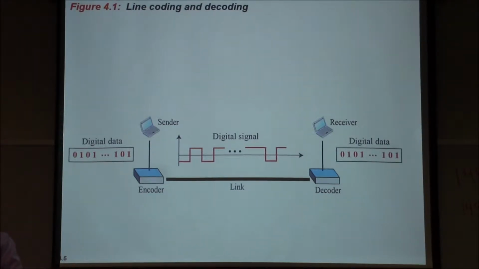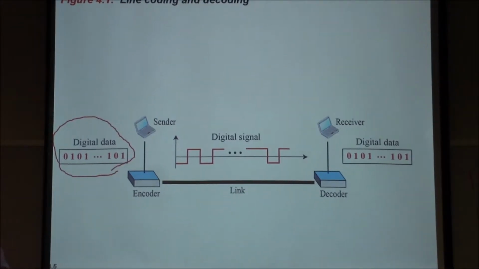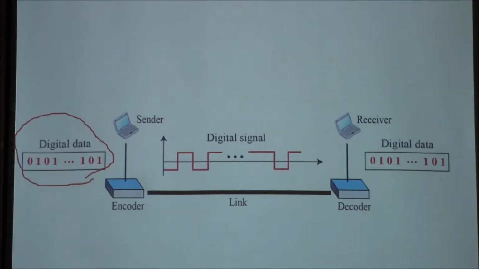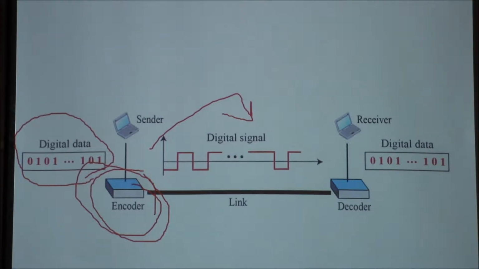This graph represents line coding and decoding. Here we have digital data, produced of course from computers, laptops, or any other device. So we have zeros and ones. At the sender side, we will have an encoder. The job of the encoder is to encode the digital data into a digital signal. This is what we are going to focus on in this chapter: how we are going to do the encoding, and we will talk about different techniques for doing that.